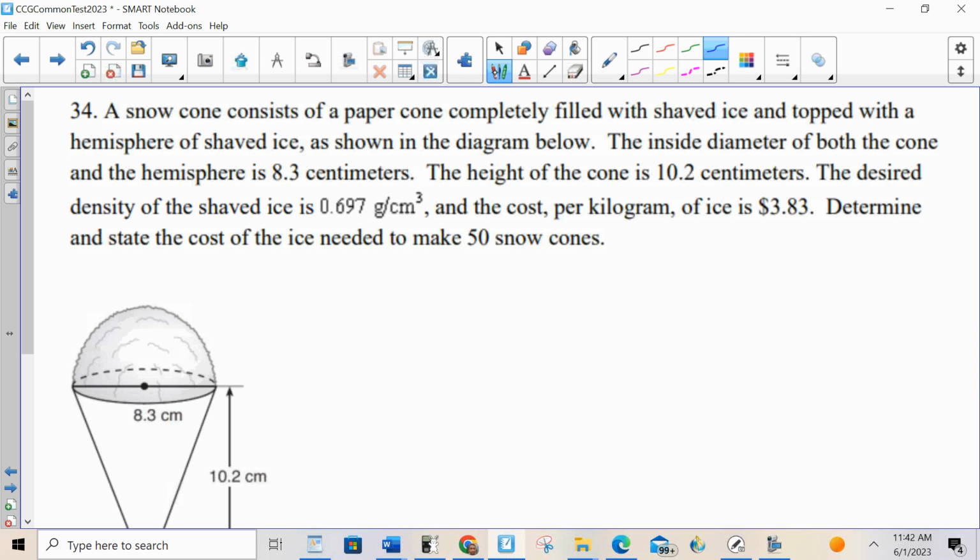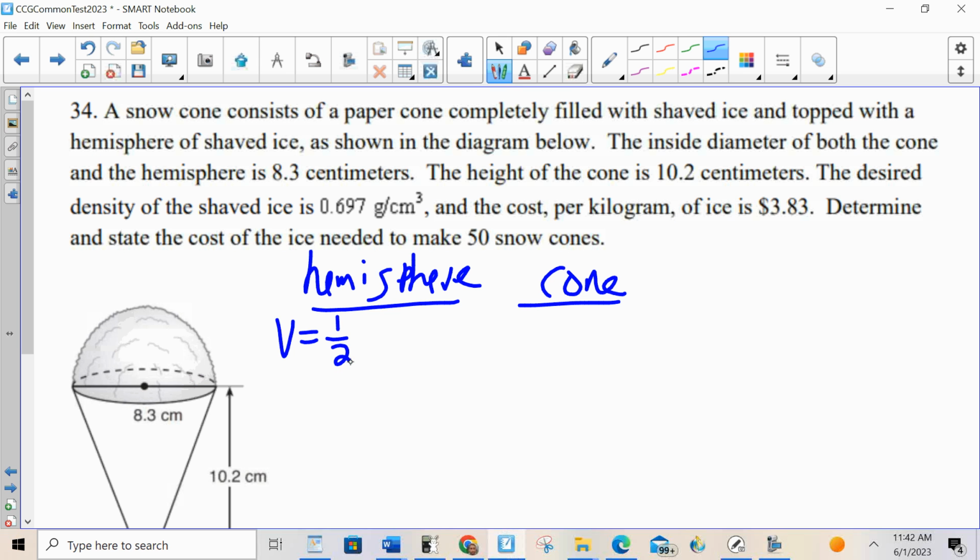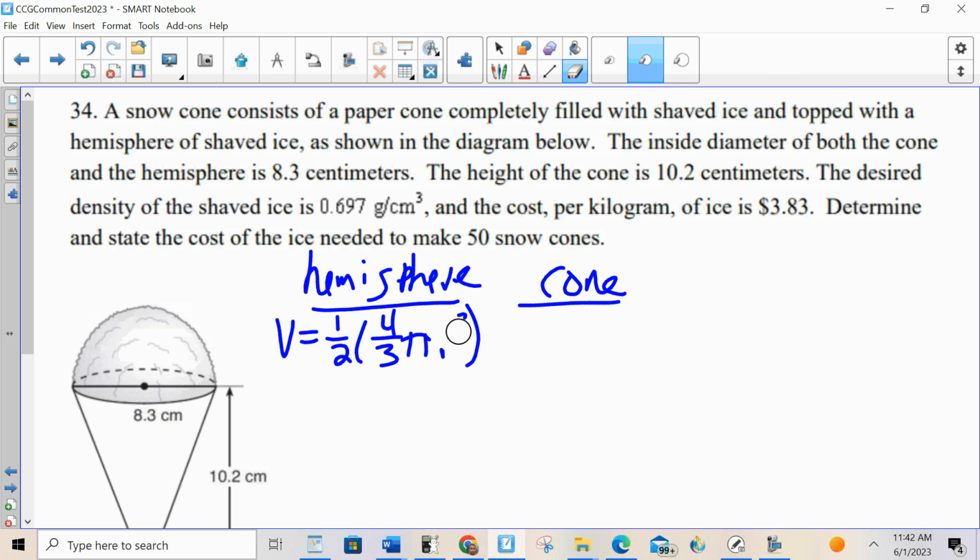So, I've got 2 shapes here. I've got my hemisphere. I got my cone. I didn't even bother reading anything. I know that I'm going to have to start by finding volume. So my hemisphere is 1/2 times 4/3 pi r cubed. Half of the sphere. That's ugly.